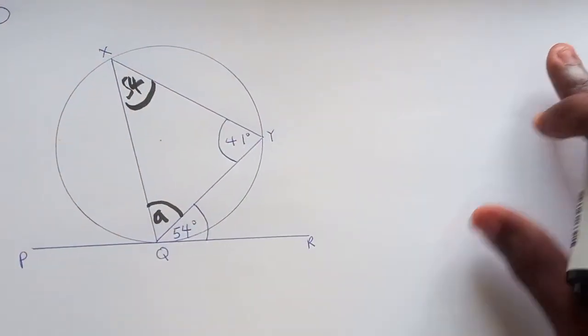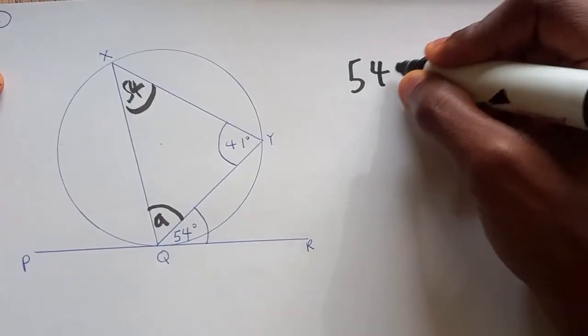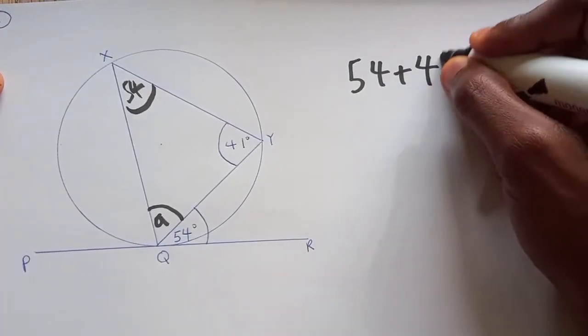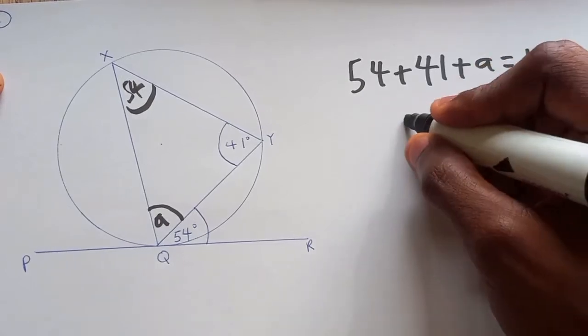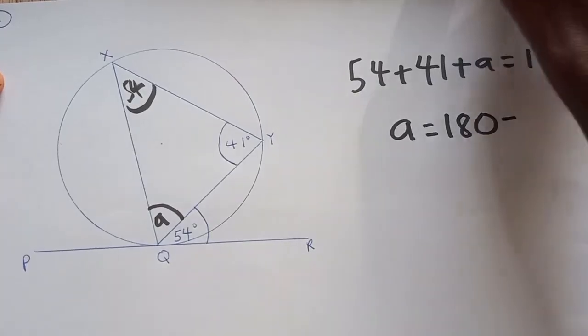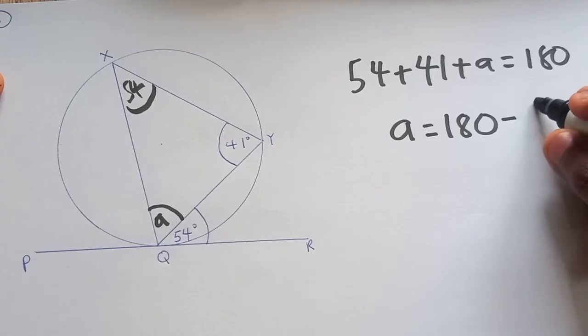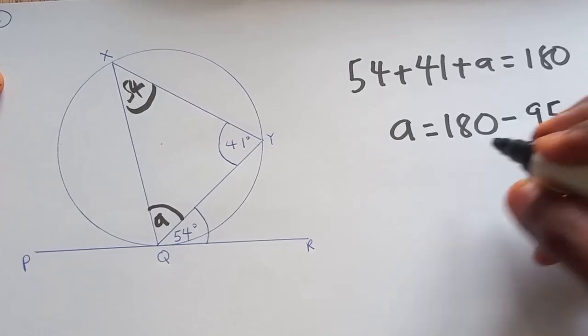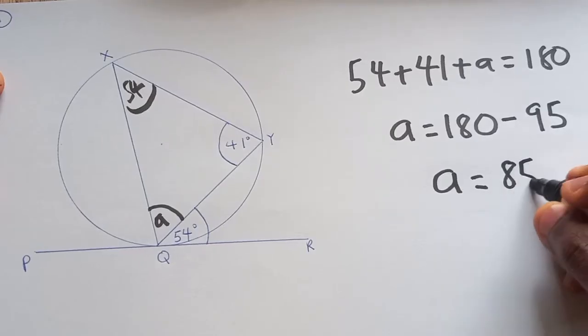So then to solve this, you know that 54 plus 41 plus A is equal to 180. Therefore, making A the subject, we have 180 minus 95. So then A here is equal to 85 degrees.